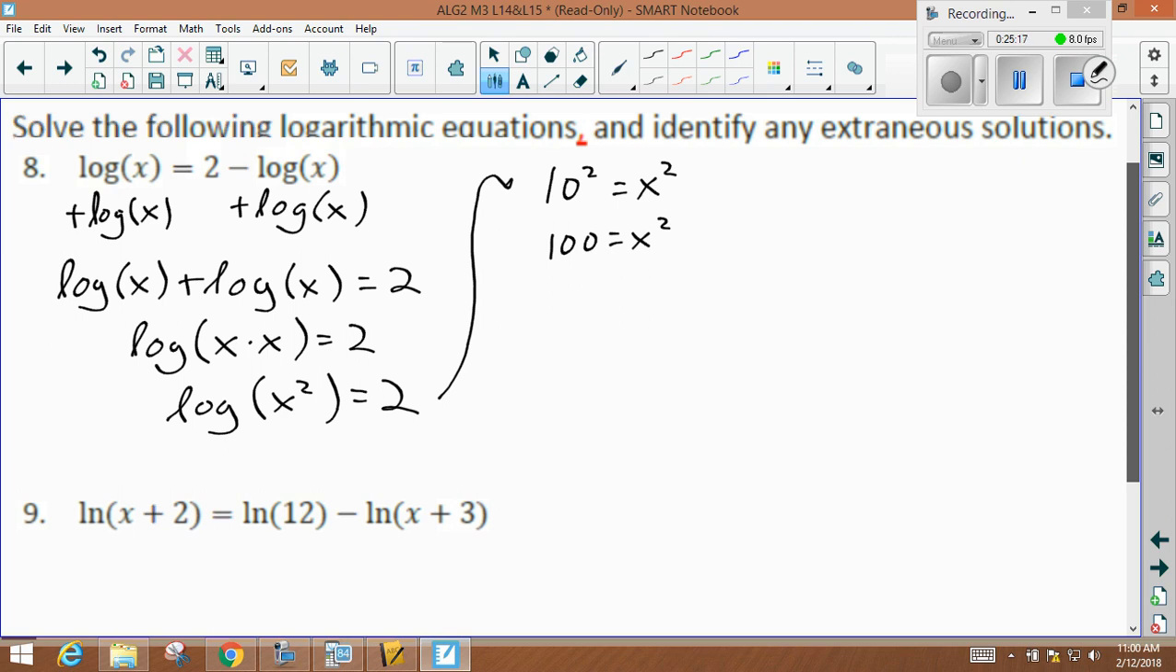If I don't have an x term in here, I could just go ahead and take the square root of both sides. So if I take the square root of both sides, I need to consider that this is going to be plus or minus the square root of 100 equals x. If I take the square root of x squared, it's just x, and the square root of 100 is 10. So that means I got two solutions: x equals 10, and x equals negative 10.